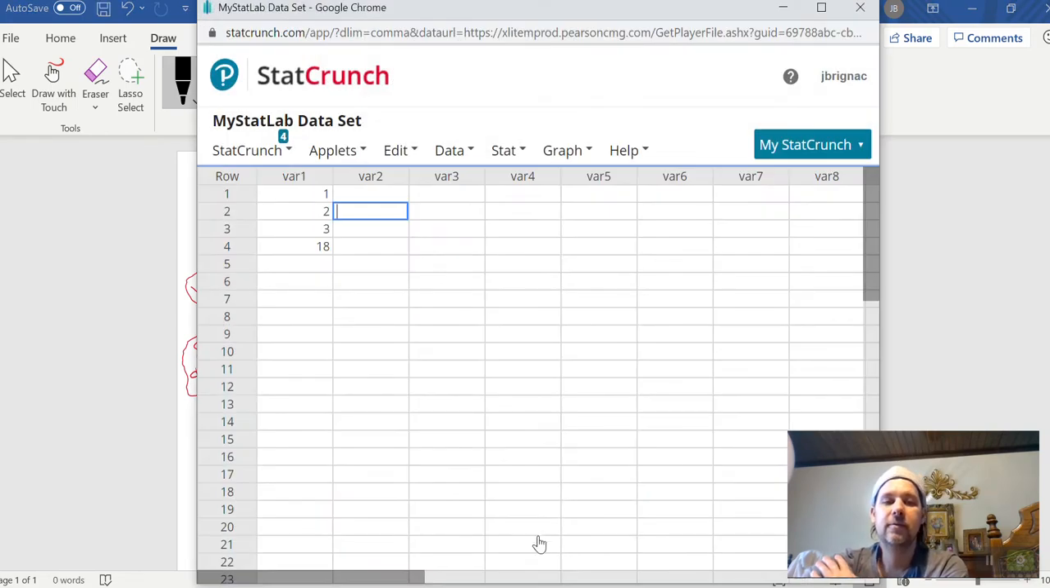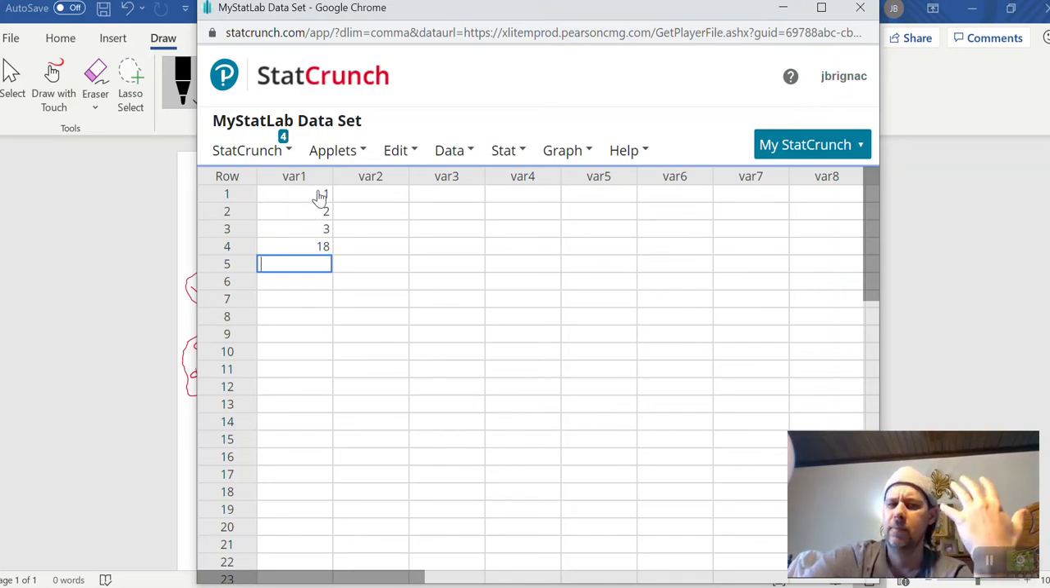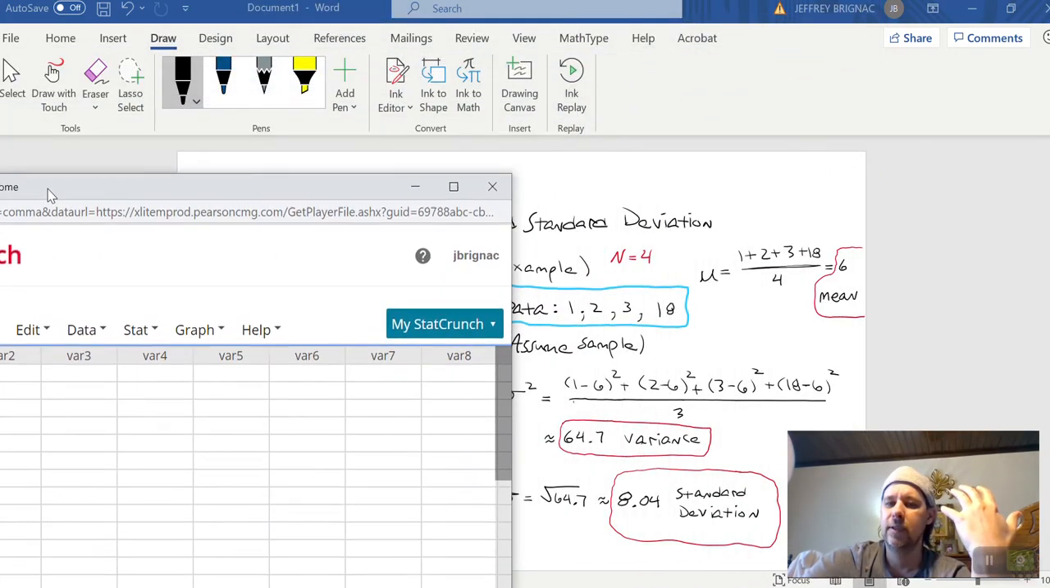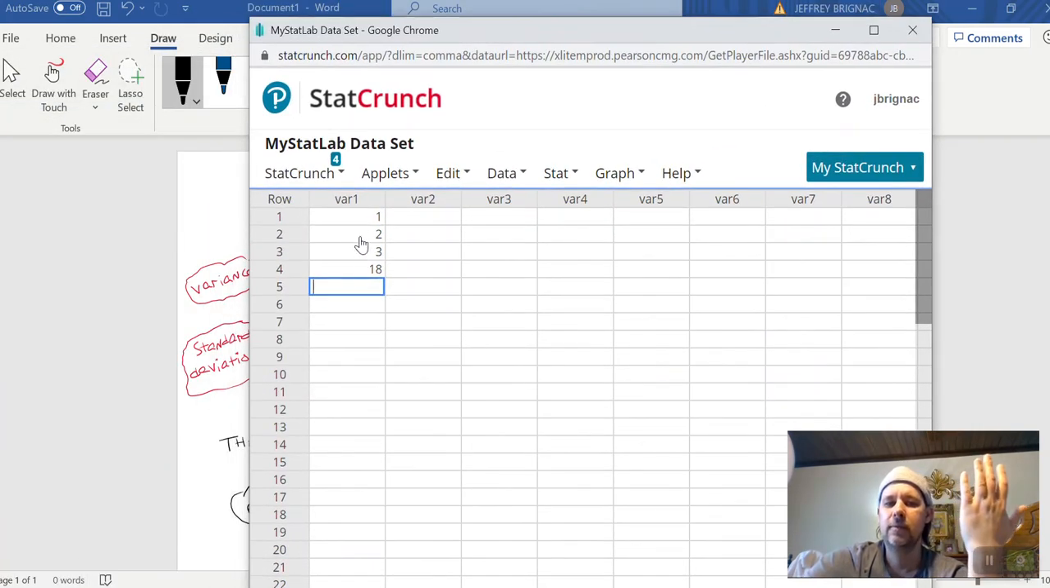So I'm going to go to StatCrunch, okay? Now, here are the data. This is StatCrunch you can open from the examples in my math lab, okay? I can put whatever I want into this. There's a data entry right there, okay? But let's say in my example it was just 1, 2, 3, and 18. Okay, 1, 2, 3, and 18.